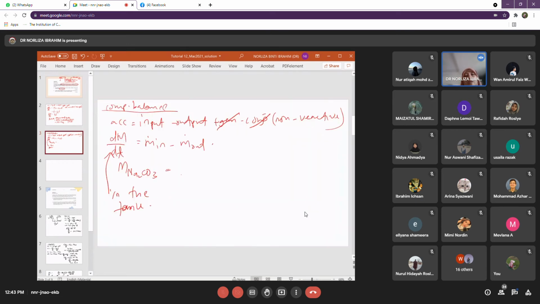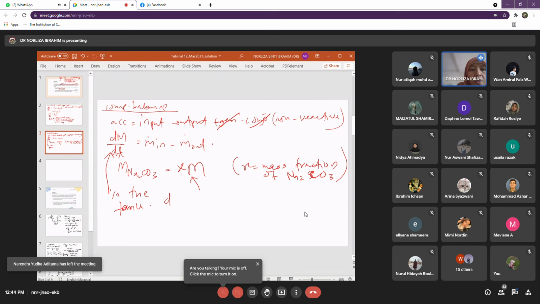So if I multiply X with M, where X is my mass fraction of Na2CO3, the mass fraction multiplied with the total mass in the tank gives you the mass of the sodium bicarbonate. So you should replace your M here with XM. So it should be d(XM)/dt.